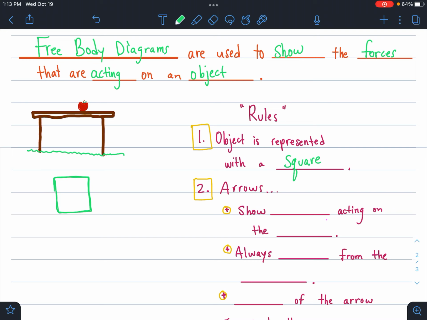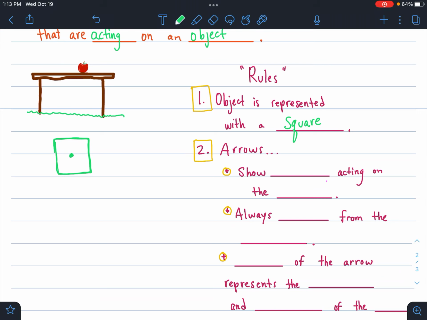Okay. The next thing we need to do is inside that square, I like to draw a little dot here to show where the middle of that square is. Because now we're going to draw some arrows. And we're going to have arrows on our free body diagram box here to understand what's happening to this apple. So right now the box, that square, represents the apple. It's much easier to draw a square than an apple. So we're going to draw the square. Now we're going to add some arrows. And arrows are going to be used to show the forces that are acting on the object.